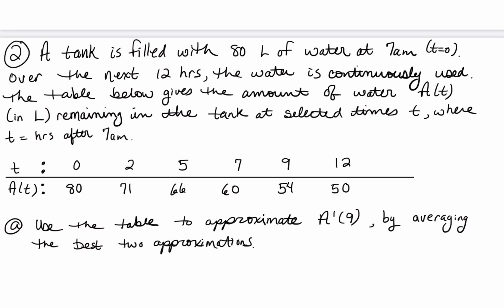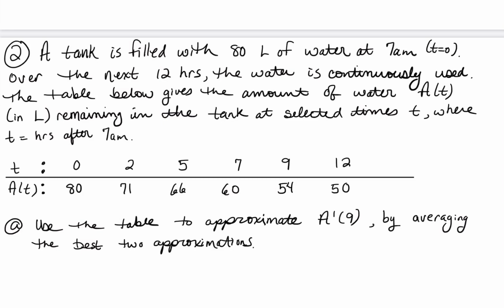It says a tank is filled with 80 liters of water at 7 a.m., and that's going to serve as our t equals 0. You can see that's the first data point in our table, by the way. Over the next 12 hours, you can see the last data point there is 12 at t equals 12, the water is continuously used. The table is giving the amount of water remaining in the tank at that specified time.